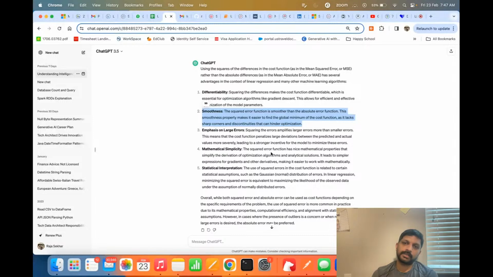Mathematical simplicity: the squared error function has nice mathematical properties that simplify the derivations of optimization algorithms and analytical solutions. Okay, again they're talking about derivations getting easier. Statistical interpretation: the use of squared error as the cost function is related to certain statistical assumptions such as Gaussian normal distribution of errors. In linear regression, minimizing the squared errors is equal to maximizing the likelihood of observed data under the assumption of normally distributed errors.